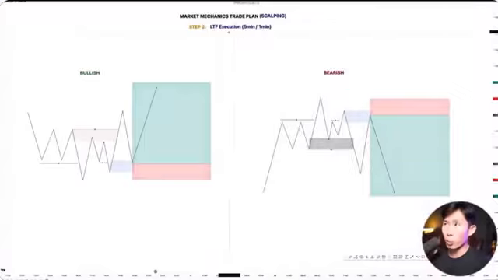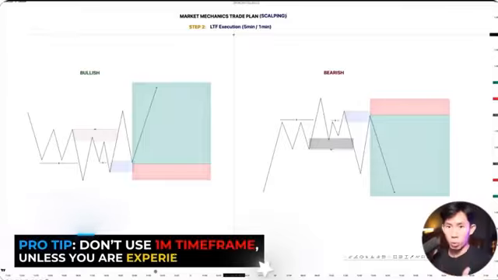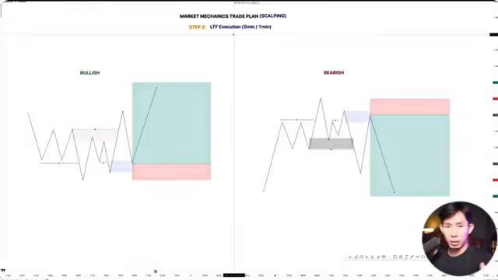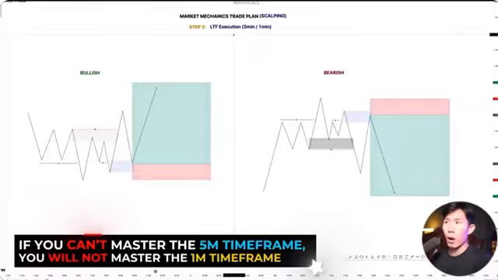So for your lower time frame, you can either use the 5-minute time frame or the 1-minute time frame. Now, I wouldn't advise you to use the 1-minute time frame unless you are very experienced, because trading on the 1-minute time frame is a whole different ball game because there are so many false signals. So if you're a beginner, or even an intermediate trader, you should just stick to the 5-minute time frame first, because if you cannot master the 5-minute time frame, you will not master the 1-minute time frame. Once you gain enough experience, eventually you can dive deep into the 1-minute time frame.